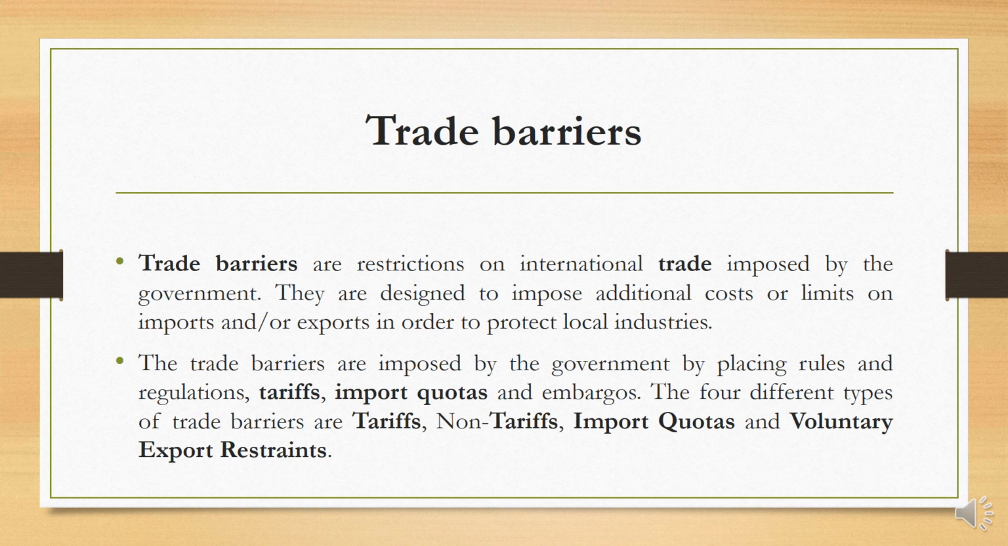Trade barriers are restrictions on international trade imposed by the government. They are designed to impose additional cost or limits on imports and/or exports in order to protect the local industries. The trade barriers are imposed by the government by placing rules and regulations, tariffs, import quotas, and embargoes. The four different types of trade barriers are tariffs, non-tariffs, import quotas, and voluntary export restraints.